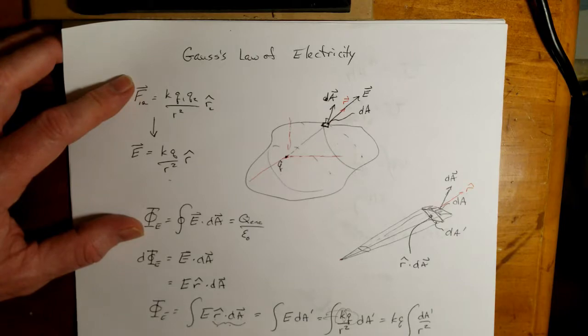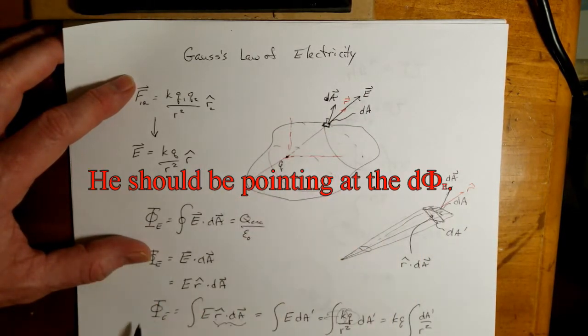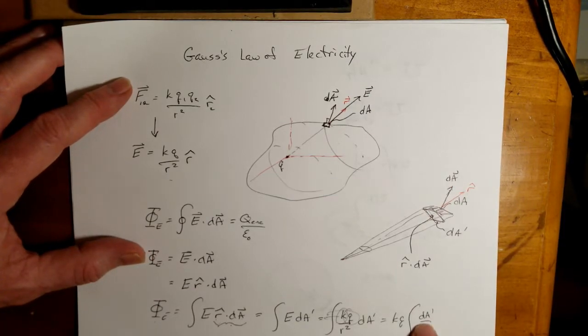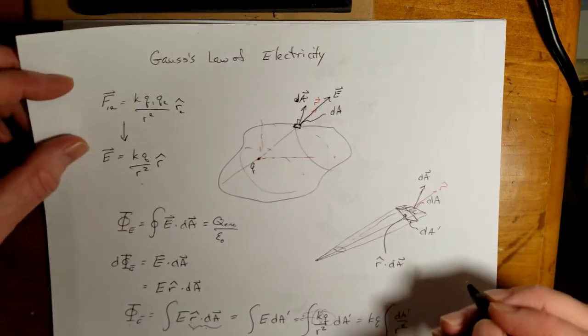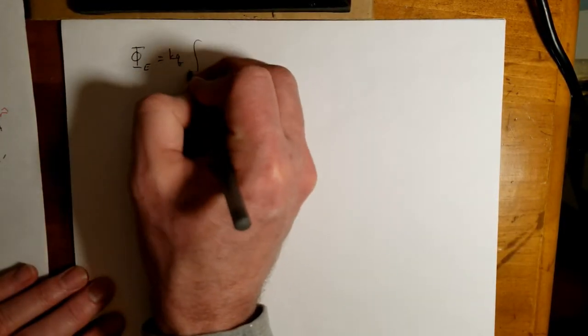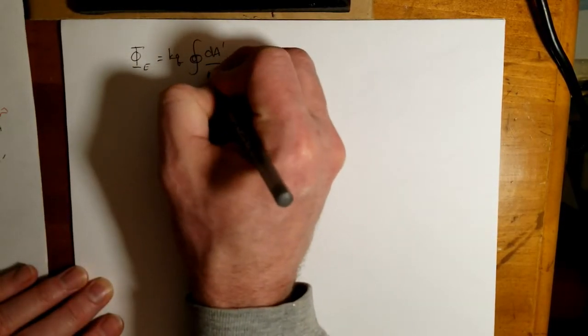Since I want to find the flux over the entire surface, this is the flux through that tiny bit of surface, but if we want the flux through the entire surface, then we integrate over the entire area. And so the electric flux is KQ integral over the entire surface dA prime over r squared.